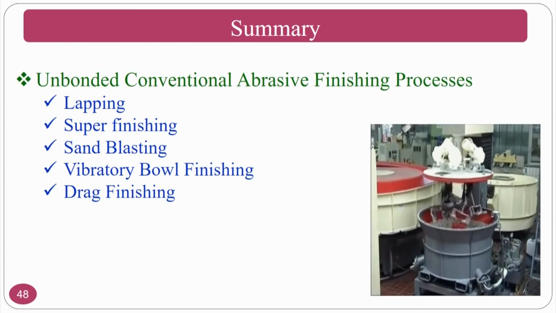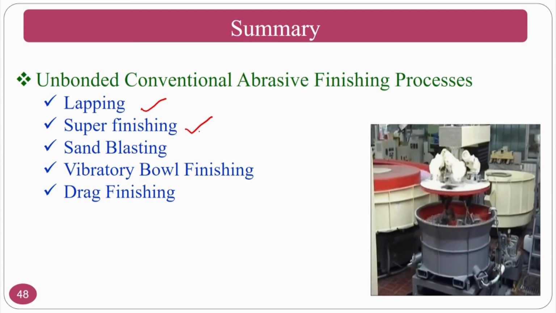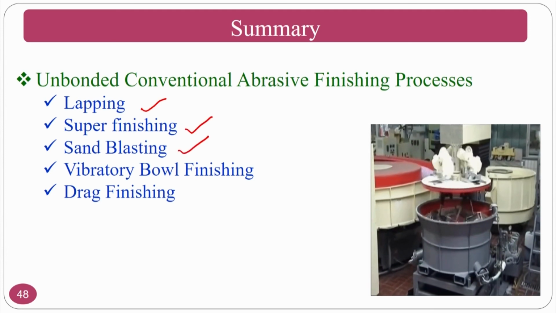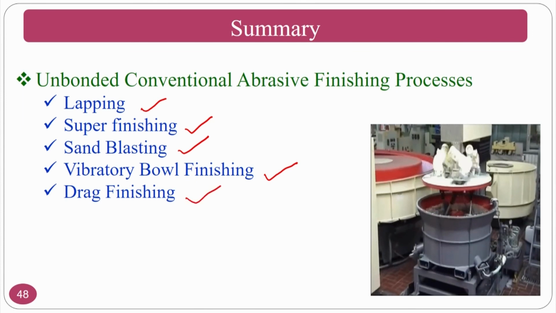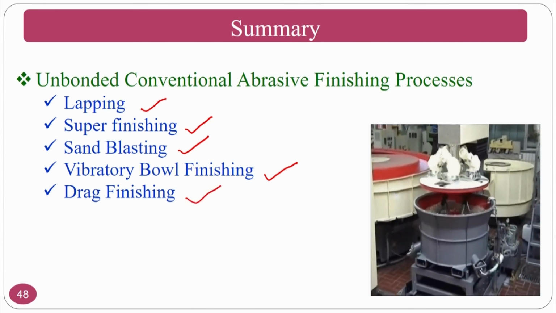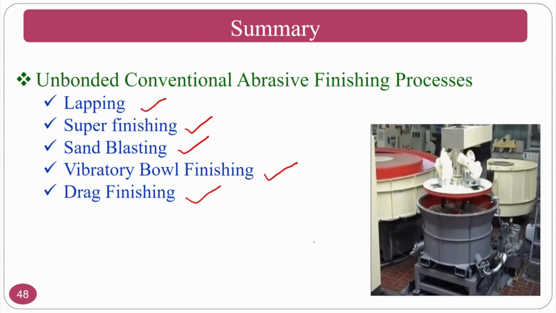Summary goes like this. We have seen the lapping process, the super finishing process, the sandblasting process, the vibratory bowl finishing process and the drag finishing process. These are the finishing processes which are unbonded abrasive processes which we have seen in this unbonded finishing process.